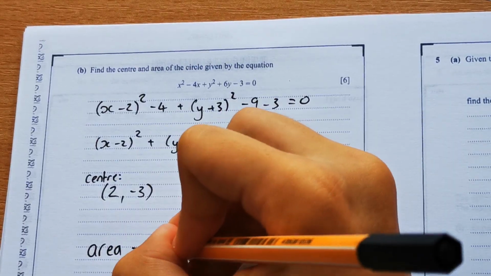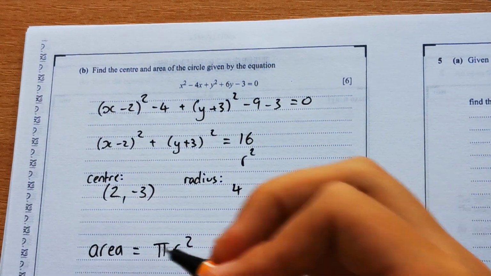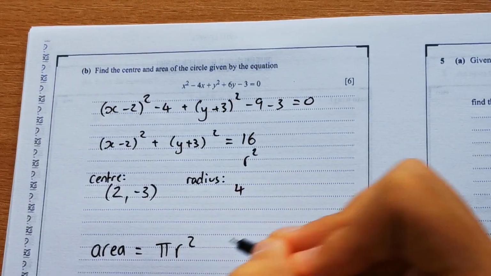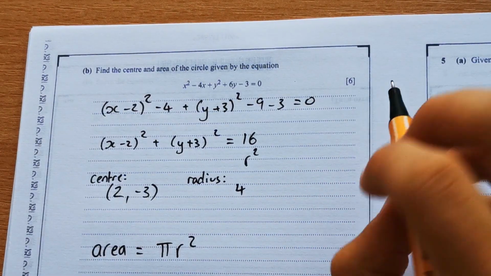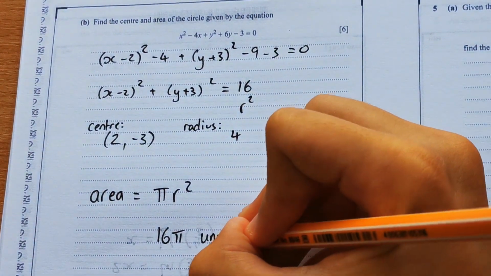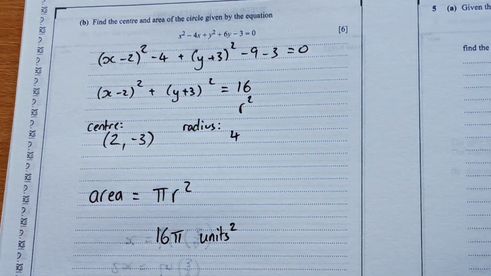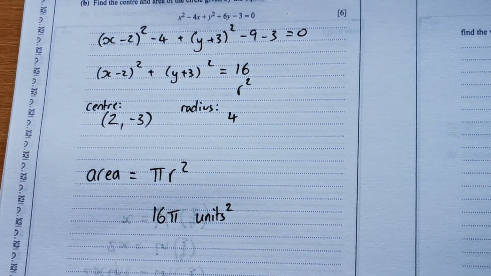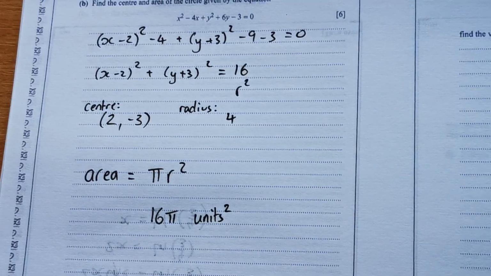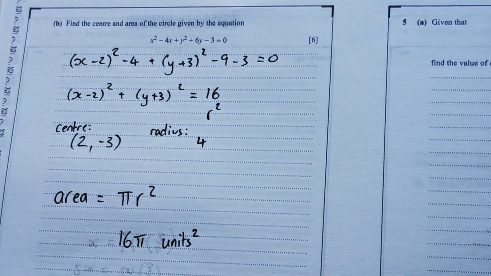And our area is equal to pi r squared. Basically you need the radius for this anyway, which is 16 pi. And remember, if you're looking for an area, put units squared on the end. You could work out what 16 pi is, which is greater than 16 times 3, but it is not required, because you've just given the exact area.